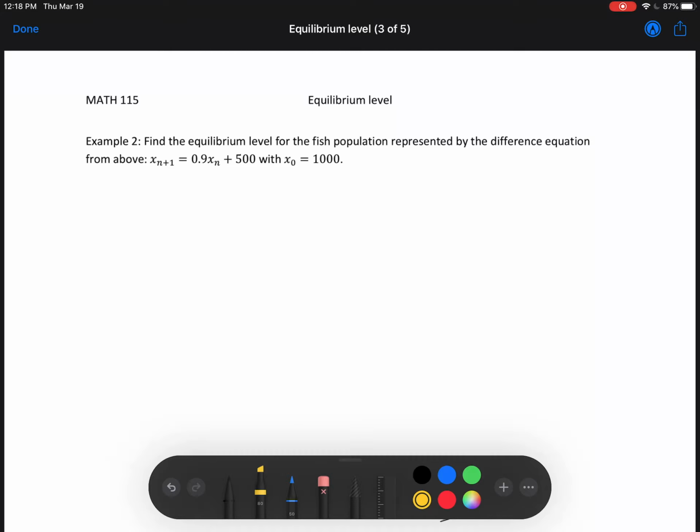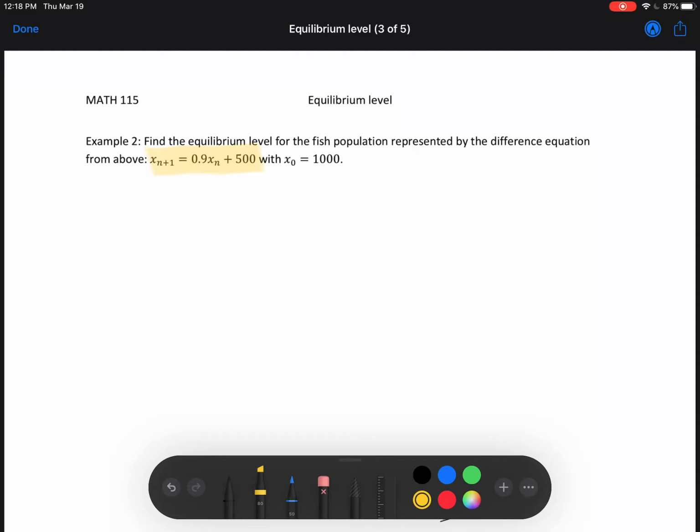Right, let's walk through this example for how we find the equilibrium level for a difference equation. So we had this fish population where n is representing the number of years and x sub n is representing the number of fish. So here's our difference equation, x sub n plus 1 equals 0.9 x sub n plus 500.